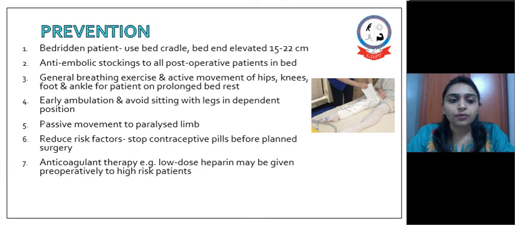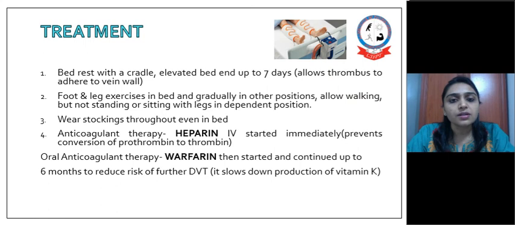Somehow if we fail to prevent DVT and DVT has developed, then here are the treatment options. Bed rest with a cradle, with the bed end elevated, up to 7 days, which allows the thrombus to adhere to the vein wall. Initially we will make the patient have some bed rest. After that we can ask the patient to do gentle foot and leg exercises in bed and gradually in other positions. We can allow him walking, but we cannot allow him standing or sitting with the leg in a dependent position for a longer period of time.